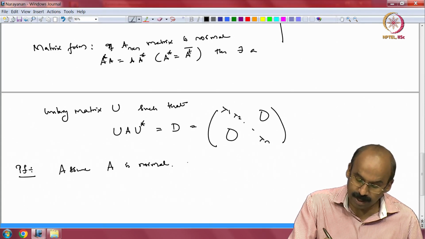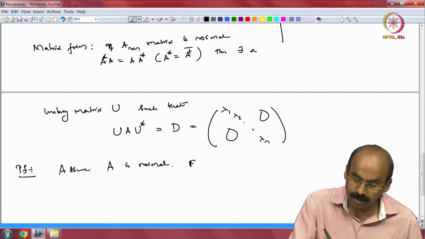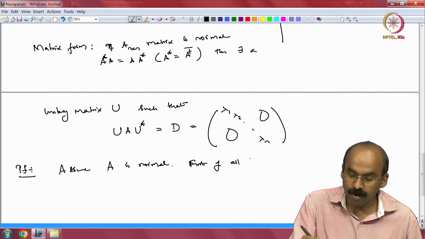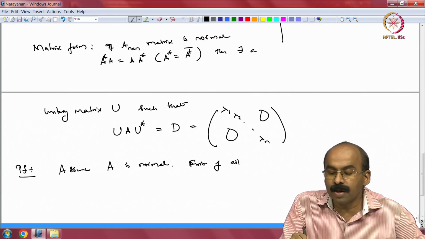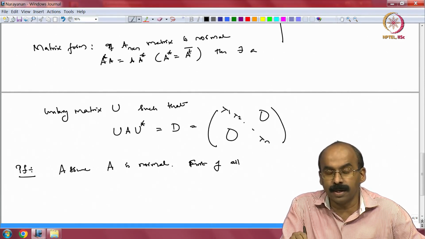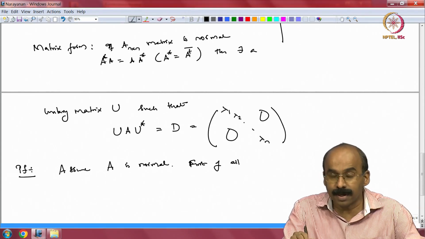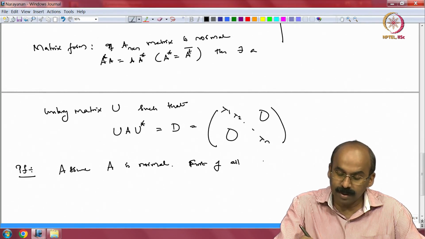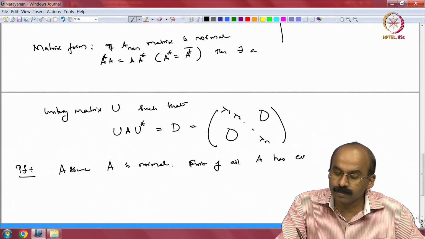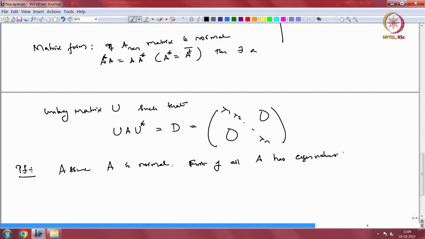Okay. Now, first of all, what are these lambda 1, lambda 2, lambda n in the diagonalization procedure? They are going to be the eigenvalues of the matrix A. So, we need to say that A has an eigenvalue, right. First of all, A has eigenvalues. Okay. How does one prove that? Well, you look at the determinant of A minus lambda I. So, consider that, something which you have already seen using the fundamental theorem of algebra and so on, right.